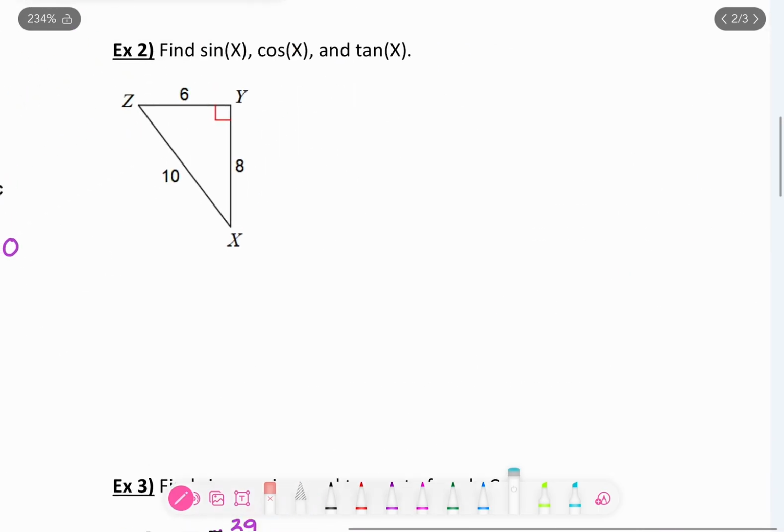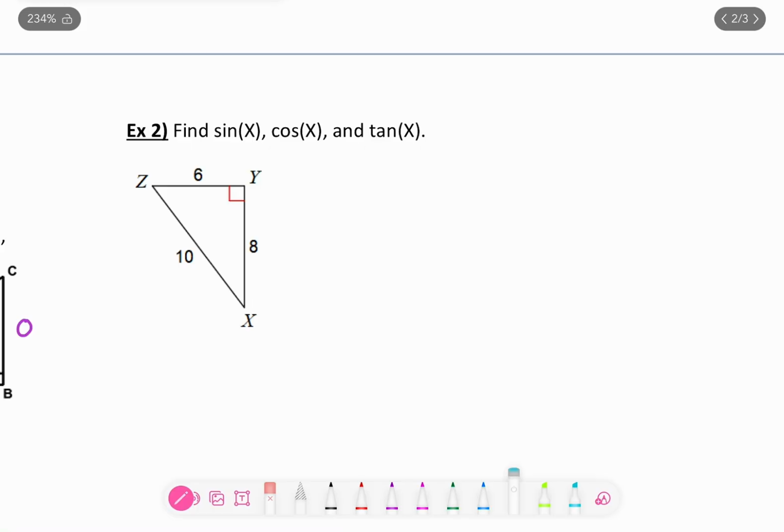Perfect. Okay, let's take a look at example 2. Find sine x, cosine x, and tangent x. Notice that I did not shorthand them when I said them, right? I still said sine of x, cosine of x, tangent of x. Perfect. All right, so my reference angle here is x. So circle x. Now label hypotenuse across from the right angle. So this is 10. Your side opposite of x, which is the one across from it, is going to be 6. So the side opposite of x is 6. And then the adjacent side is what's left, which is the one next to x, which is 8.